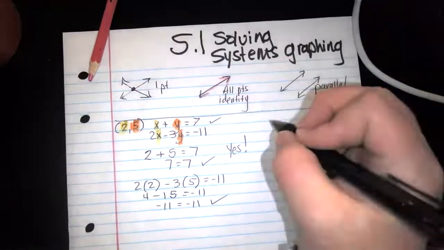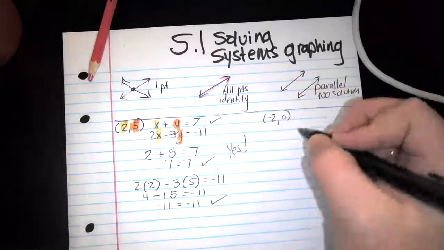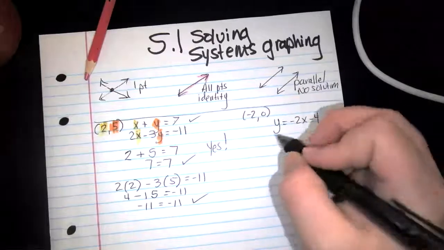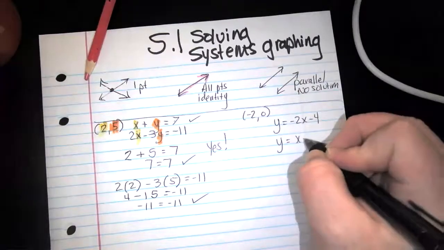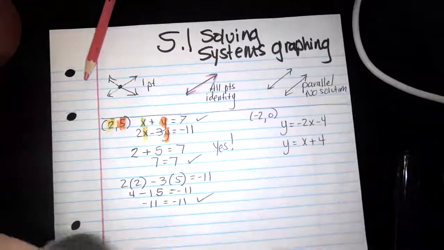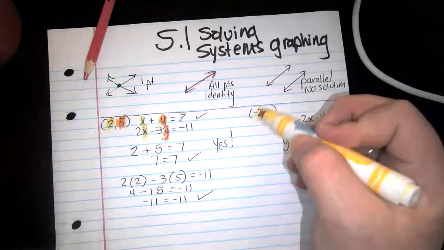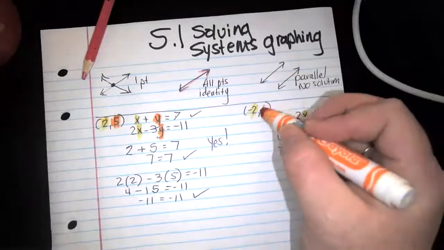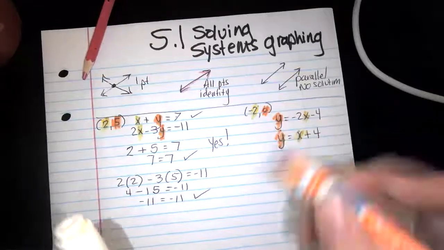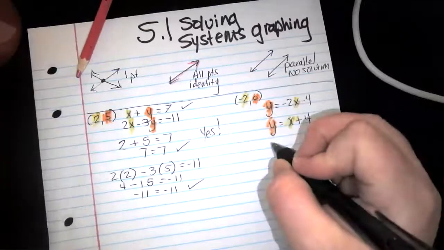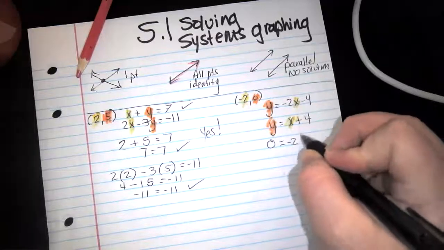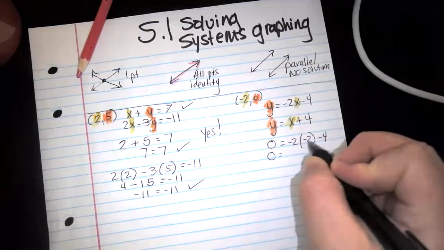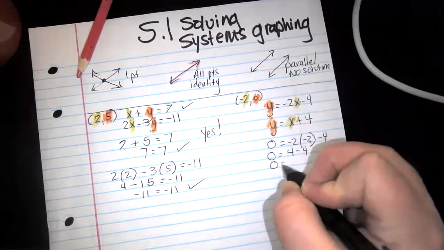All right, now you try. Negative 2, 0. y is equal to... so this is in slope-intercept form, which is fine, not a big deal. I want to plug in the x for the x and the y for the y. So on the first one: 0 equals negative 2 times negative 2 minus 4. Well, 2 negatives make a positive, and 0 equals 0.